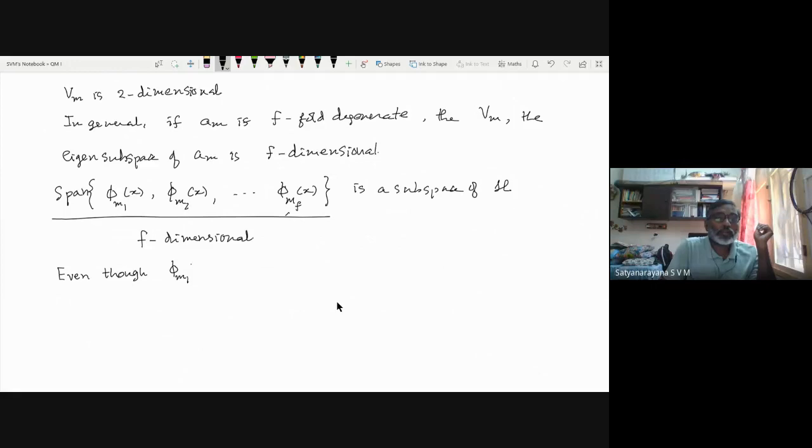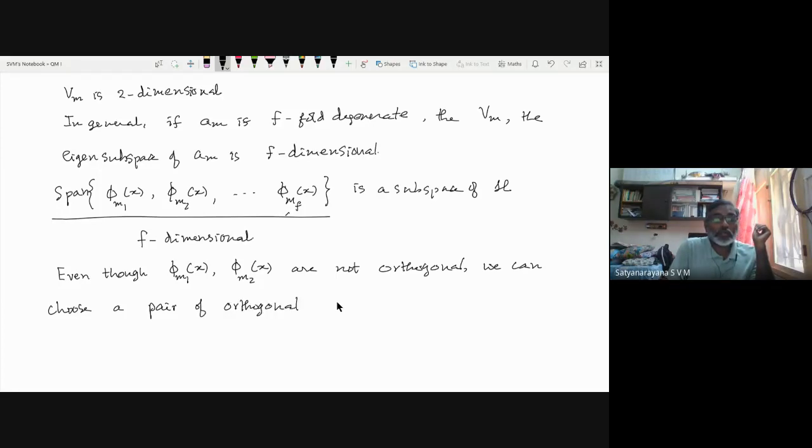I'm going back to the two-dimensional vector space. Even though phi m1 of x and phi m2 of x are not orthogonal, we can choose a pair of orthogonal states. We'll call them, let's say, phi m1 tilde of x and phi m2 tilde of x in Vm. Because we have infinitely many states, in that I can choose two states which are orthogonal.